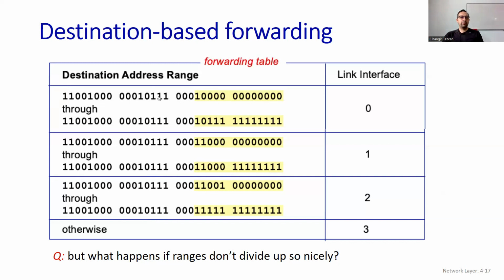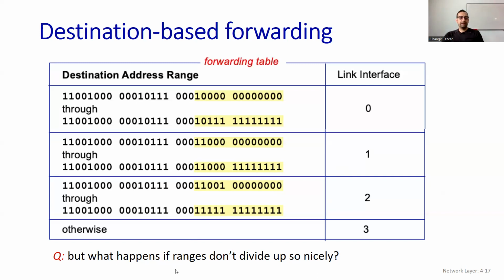In this example, there are 4 output ports. We call them interfaces. By looking at the destination address, you will choose which port you are going to send to. You observe that all of them start with this part. So this prefix is identical here, right? But the remaining part changes. So you send from here to port 0, this one to 1, and so on.